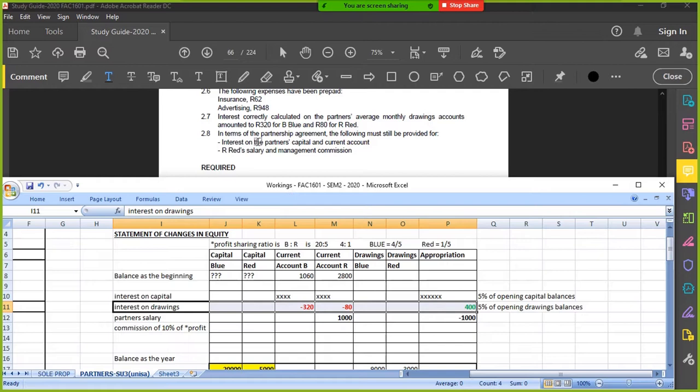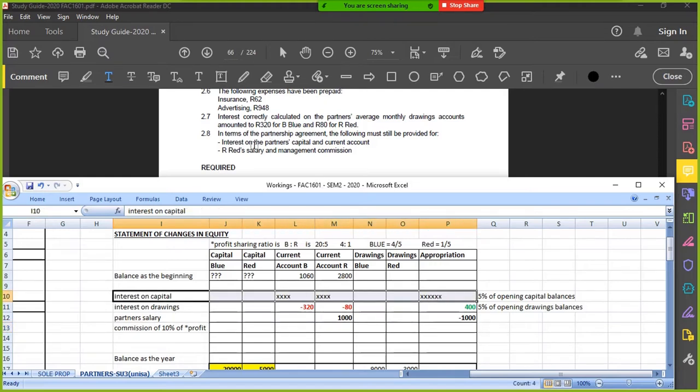Right, and then the last point, 2.8. In terms of the partnership agreement, the following must still be provided for. Interest on the partner's capital, we have that. I know I still need to provide for that, 5% of the capital balances. Red salary and management commission. Red salary, we did process, but the commission we still have to process. But I need the profit to do that. Okay, awesome. All right, so interest on capital.